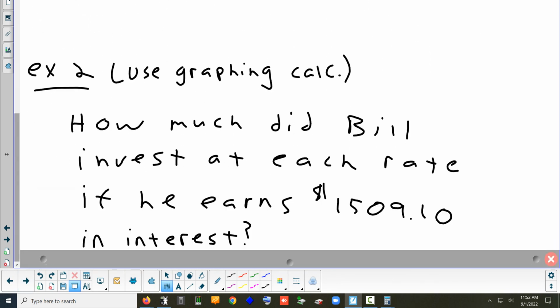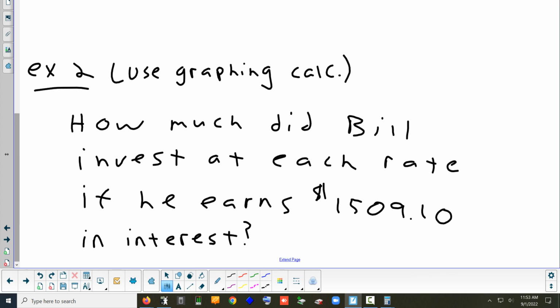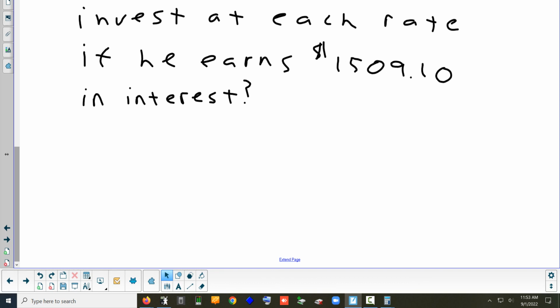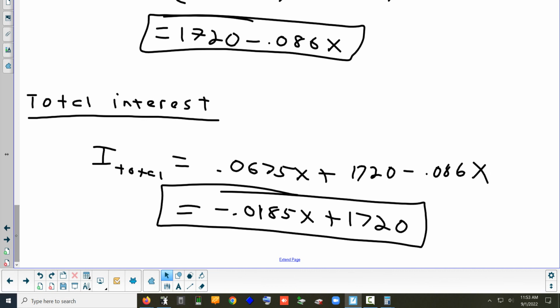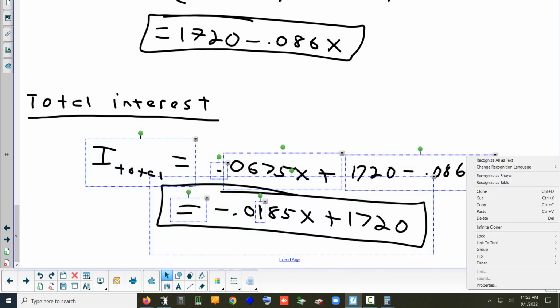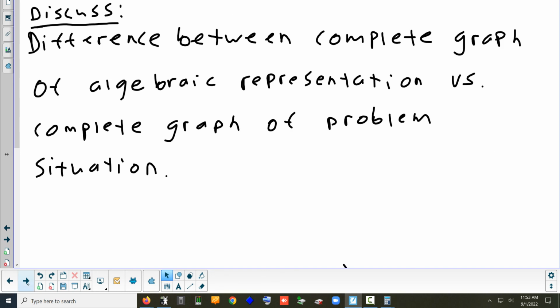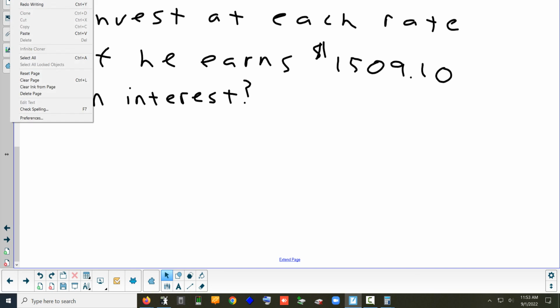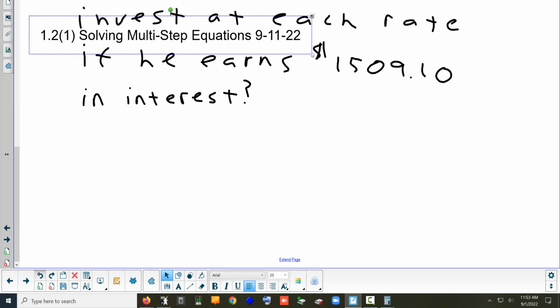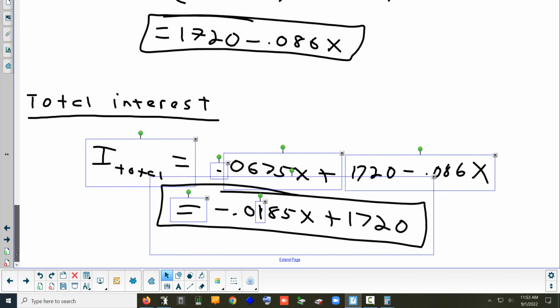So it says Bill made $1,509.10 in total interest. How much money did he put in each account? We're going to need that formula, so I just want to go back and copy it, and I'll come right back to this. Oops, I guess I didn't copy it. Let's try it.